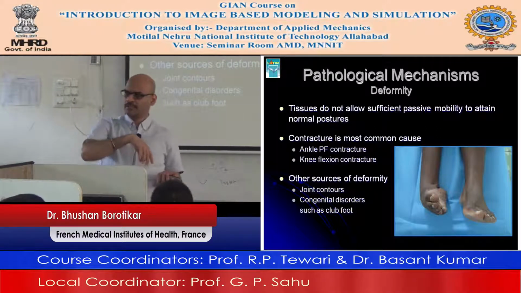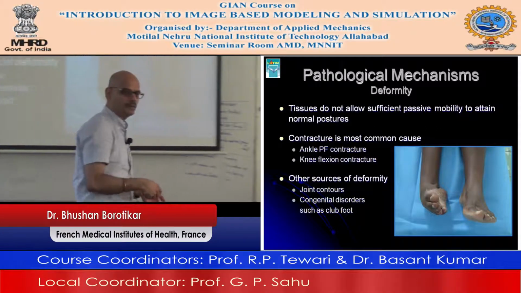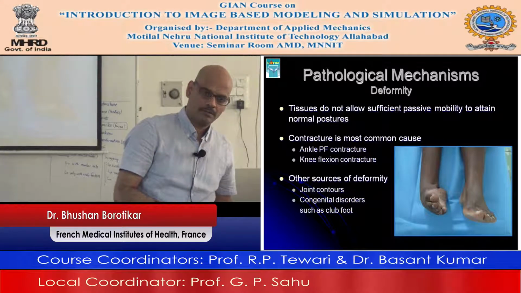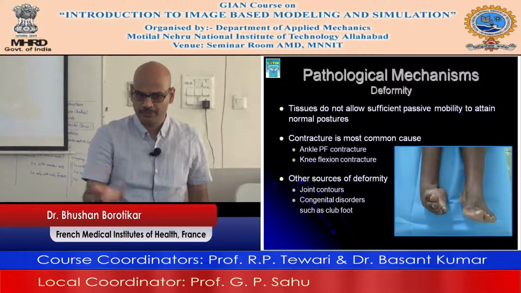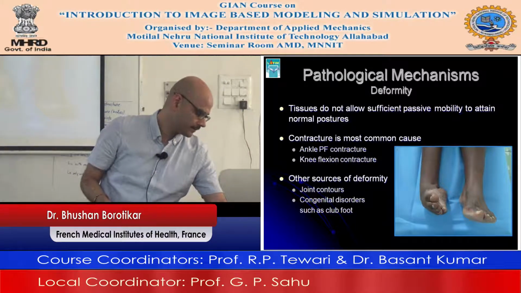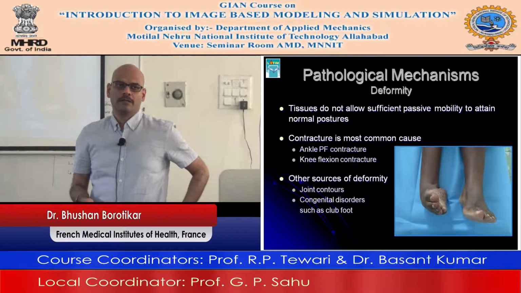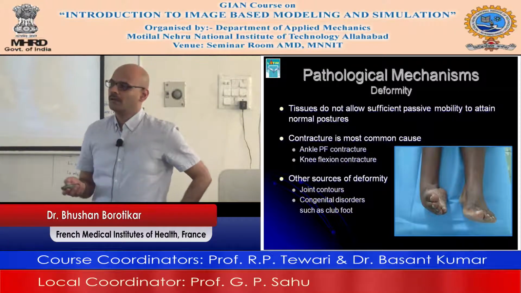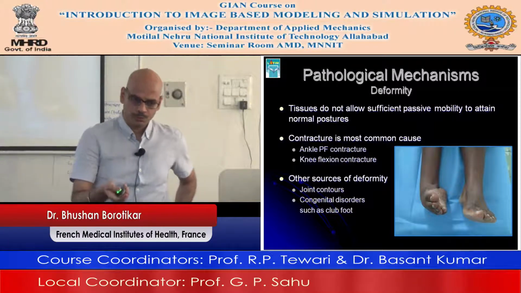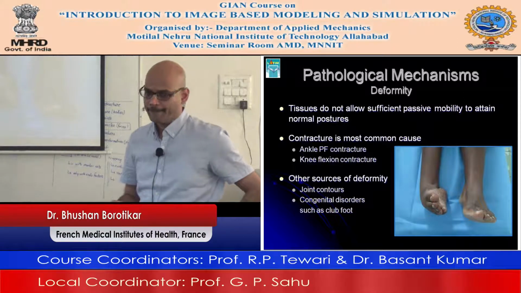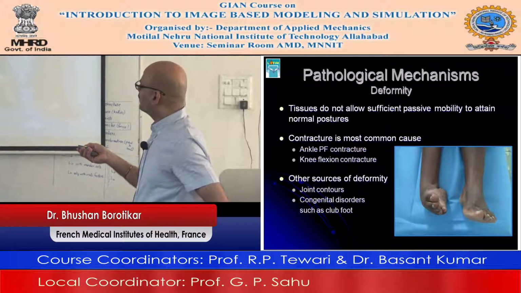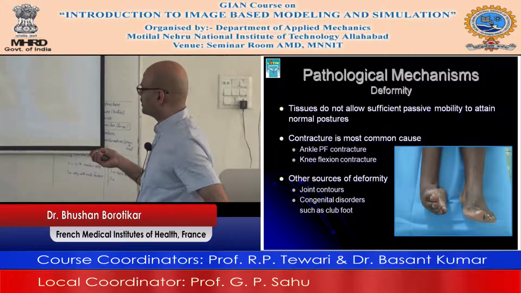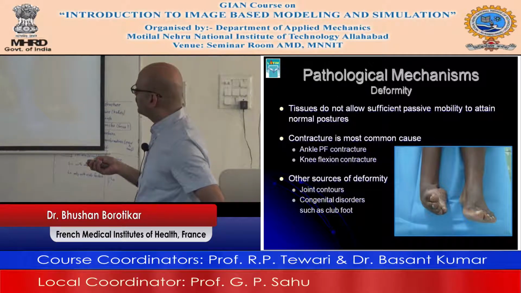And that's what happened here. I don't know if you can see it clearly, but it can be a born deformity as well. Somebody can be born with shorter muscles. It mostly is due to a neurological disorder. Then there are other sources of deformity: joint contractures and congenital disorders, such as clubfoot.